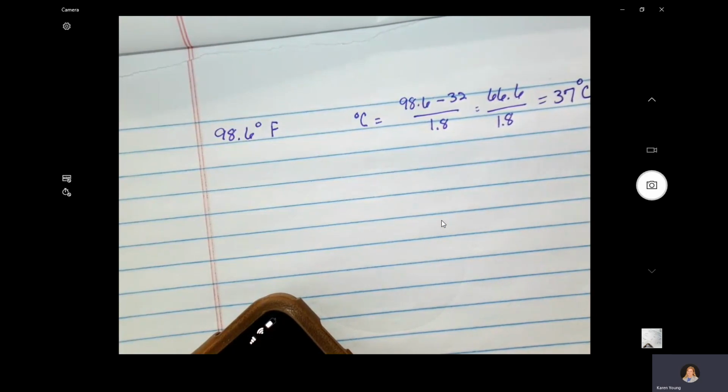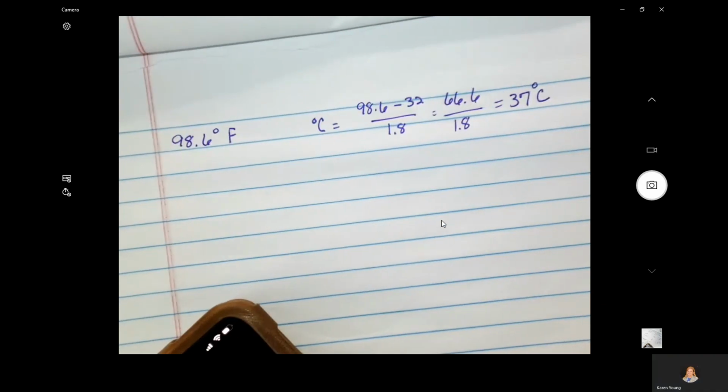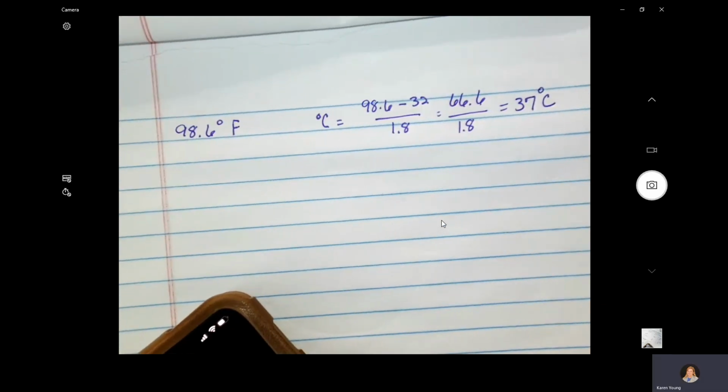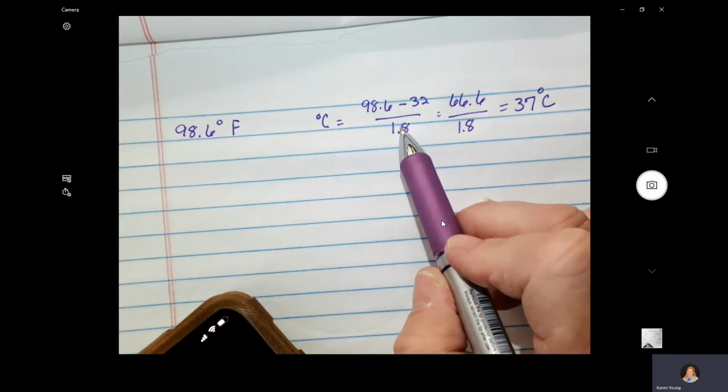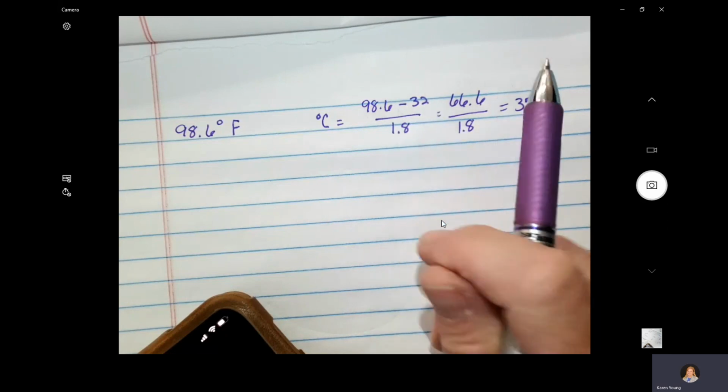I had a college professor when I was in grad school make a comment about plug and chug equations or formulas, because all we're doing is taking the number we already know, putting it in the formula, and doing the math.